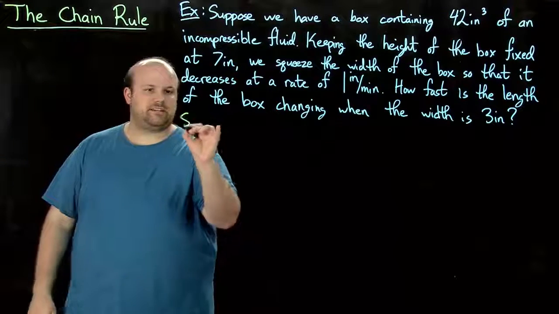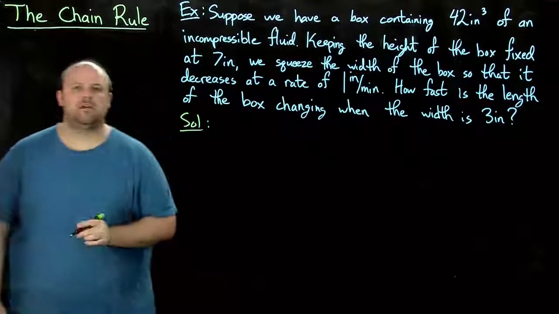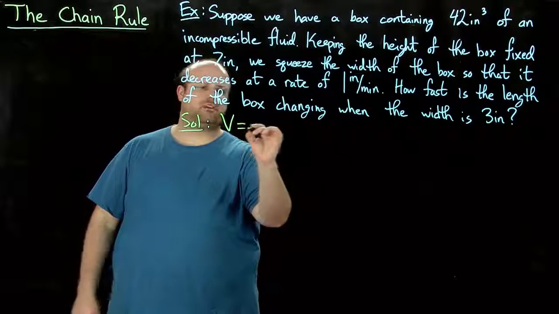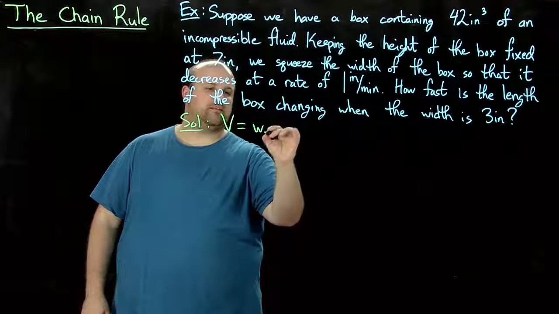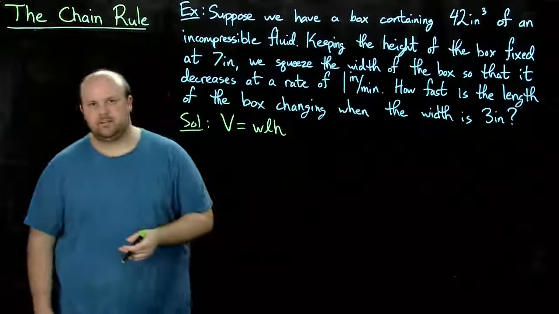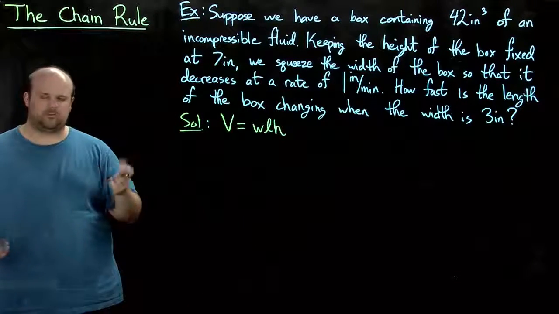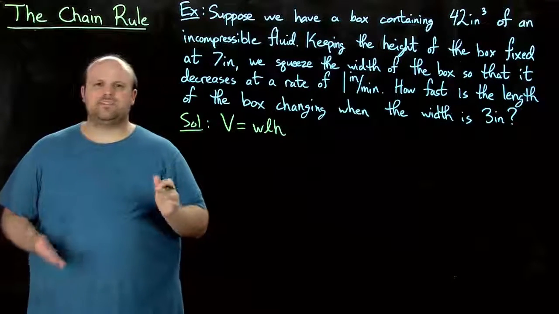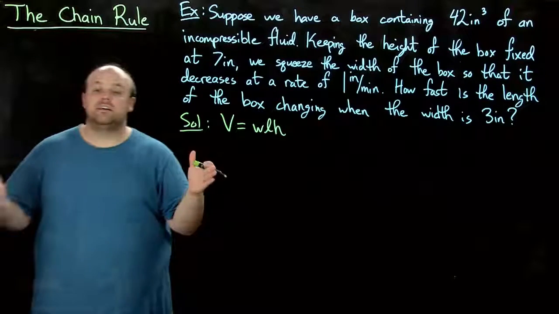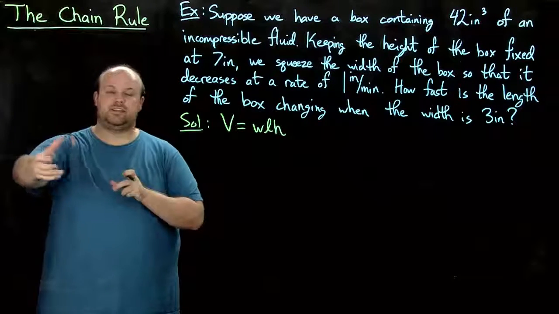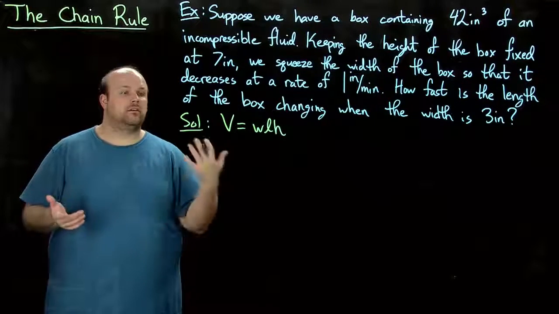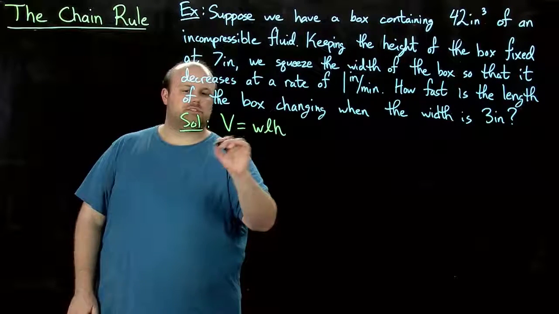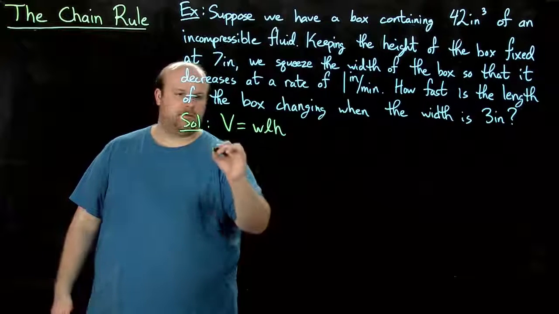So how do we do such a problem? Well, first off, what's the volume of a box? Well, the volume is width, length, height. Or length, width, height, I don't know, whichever way you want to write it. Right? So what's the setup here? Well, since we're altering the width and length, really all of these guys depend on time. All right? So we can draw a dependency tree.